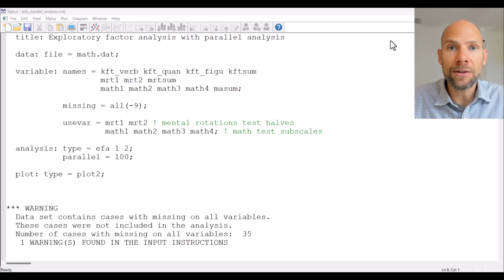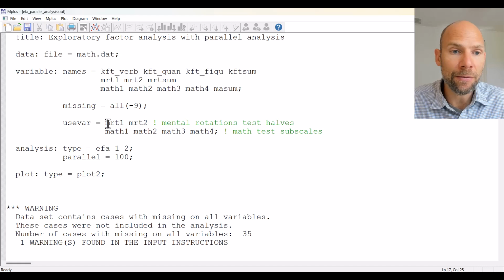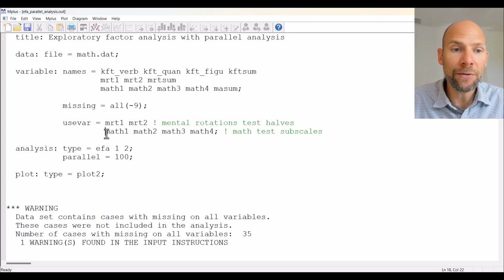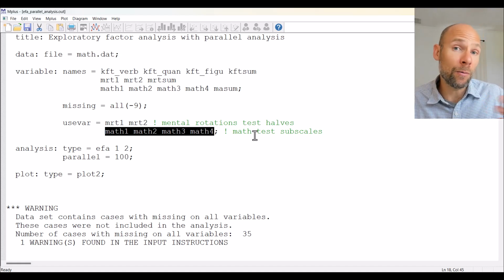And I'm going to do this based on a simple example. In my data file, I'm going to look at 6 different variables. 2 variables are related to a mental rotations test, so a test of spatial abilities, and the remaining 4 variables are subscales of a math test. So you can already assume, based on that design, that there will probably be 2 factors, one for the spatial ability measures and one for the math test measures. However, we don't know, maybe a single factor is sufficient to account for these data. And so based on this example, I want to show you how you can figure this out.